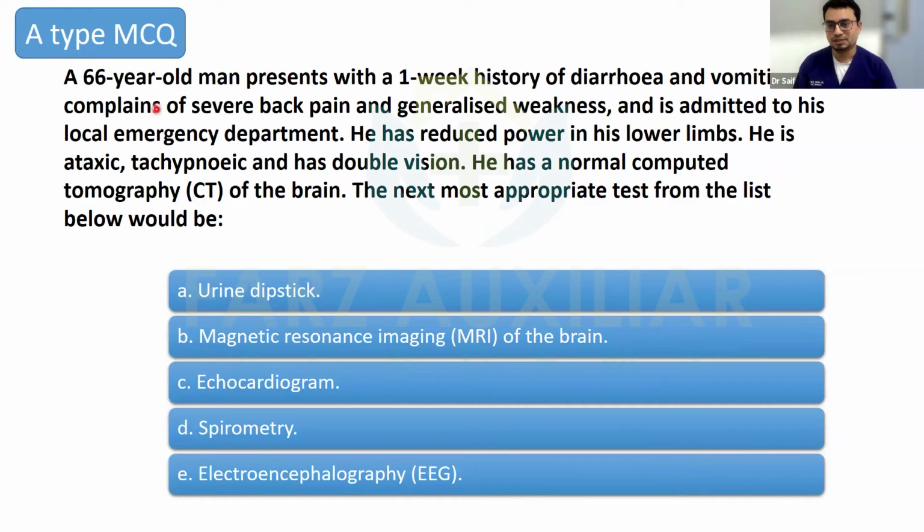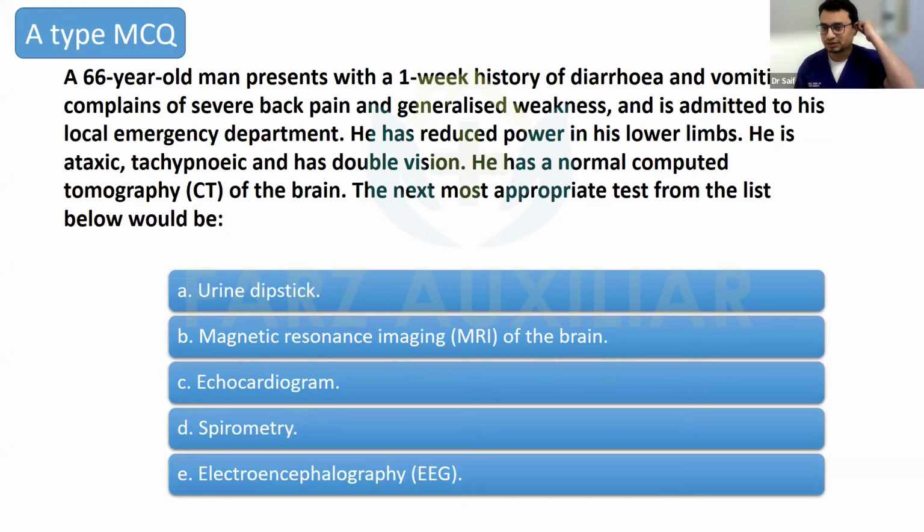This is A type. A 66-year-old man presents with 1 week history of diarrhea and vomiting. He complains of severe back pain and generalized weakness and is admitted to his local ED. He has reduced power in lower limbs. He is ataxic, tachypnoeic, and has double vision. He has a normal CT of brain. The next most appropriate test from the list below would be. So this is single best answer. So urine dipstick, definitely not. Yeah, MRI of the brain is not.